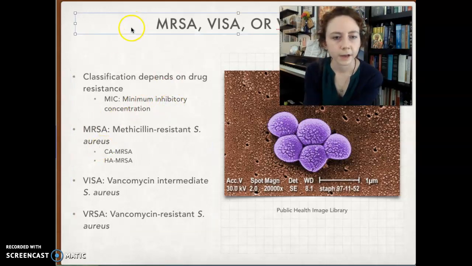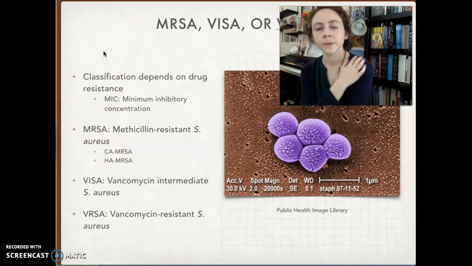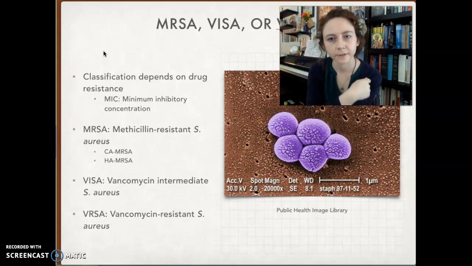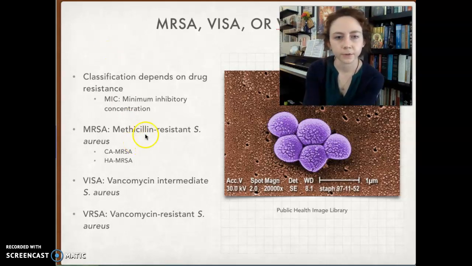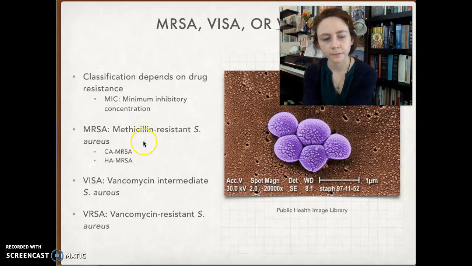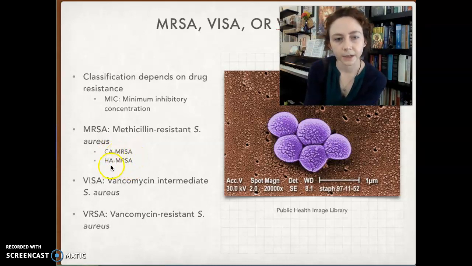The way that you would diagnose is your doctor would look at the abscess on your skin, take a sample of it, send it to a lab, and then the lab would expose that sample to various drugs. MRSA is whenever that sample is resistant to methicillin, and you can either have CA-MRSA or HA-MRSA. CA is community associated, HA is healthcare associated.